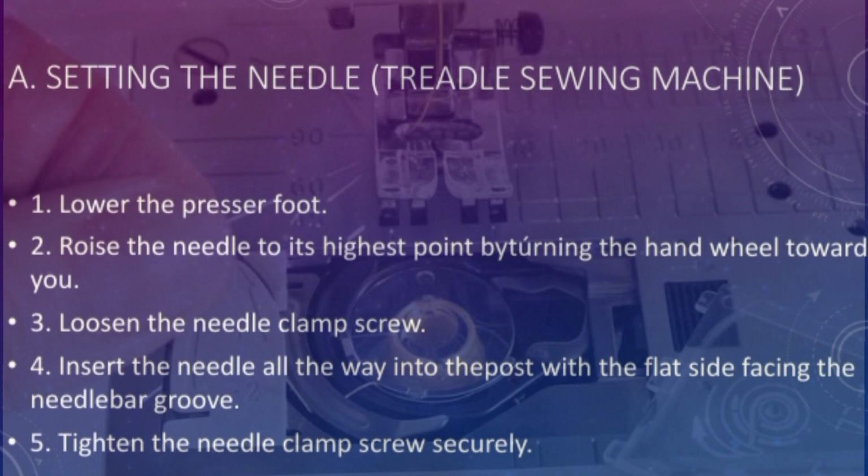Now class, here are the steps in setting the needle and threading the machine. First step is setting the needle of the treadle sewing machine. First, lower the presser foot. Second, raise the needle to its highest point by turning the hand wheel toward you. Next, loosen the needle clamp screw. Fourth, insert the needle all the way into the post with the flat side facing the needle bar groove. Then last, tighten the needle clamp screw securely.